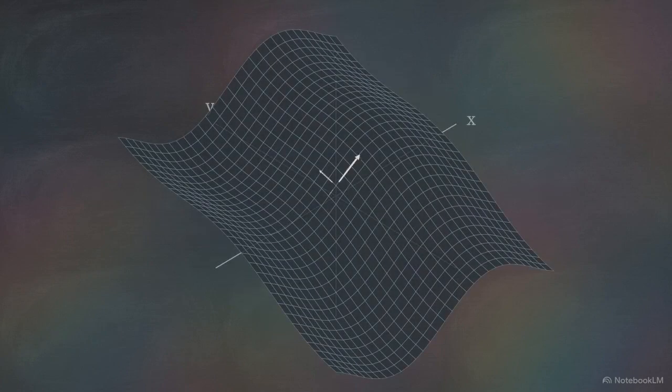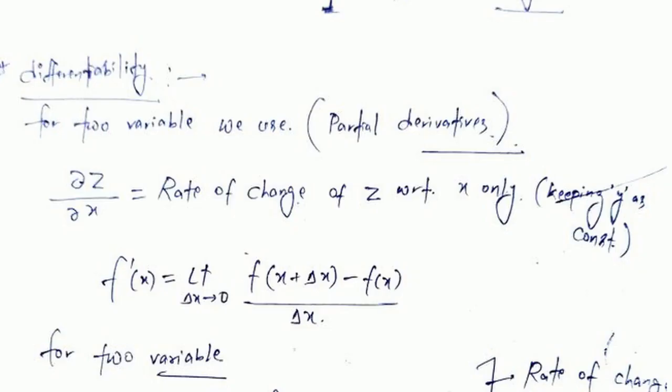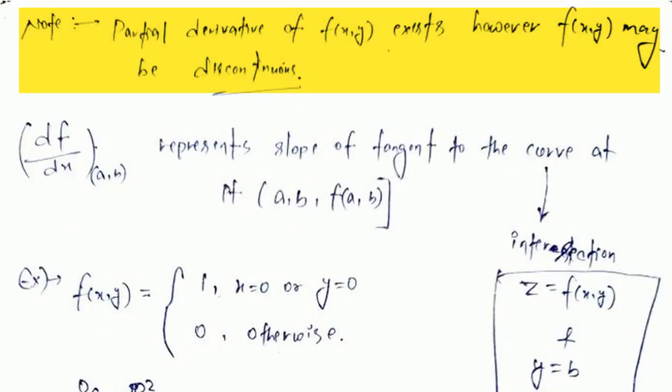Once continuity is established, we analyze rates of change. In two dimensions, slope is directional. To find it, we must lock one variable constant, effectively slicing the 3D surface with a vertical plane. These are our partial derivatives. By keeping y constant, we calculate the exact rate of change of the surface with respect to x along that specific slice. Read this top note carefully.